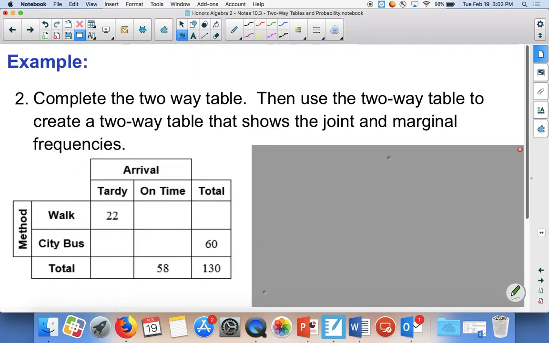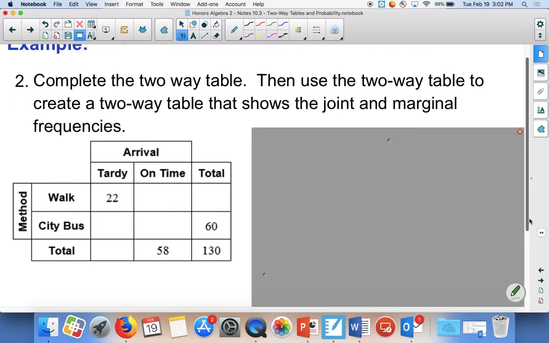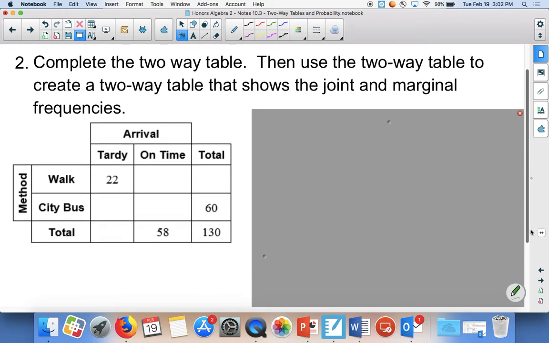Next up, let's complete this one. So we gave you a two-way table. It's kind of nice when we don't have to draw it. We just need to fill this in. Okay? So where to start? Well, if I've got a total of 130, I can go ahead and subtract the 60 for the people who took the city bus and subtract to get 70 who walk. And then that helps me get on time people who walk, it's 48. Well, then that'll help me with the city bus on time, that's only 10.